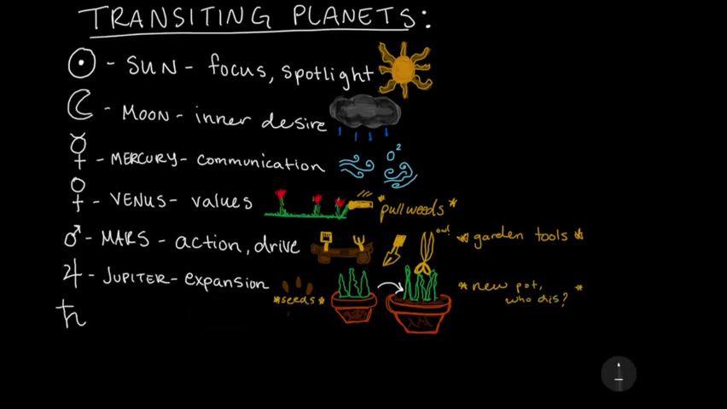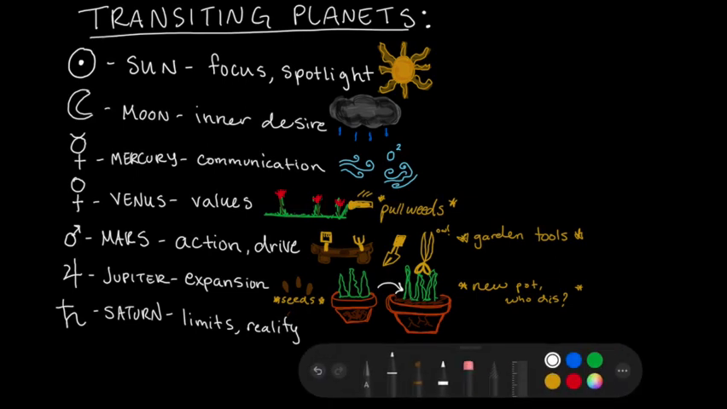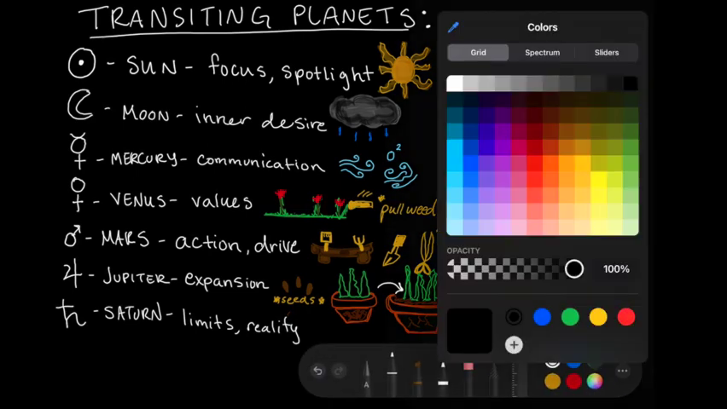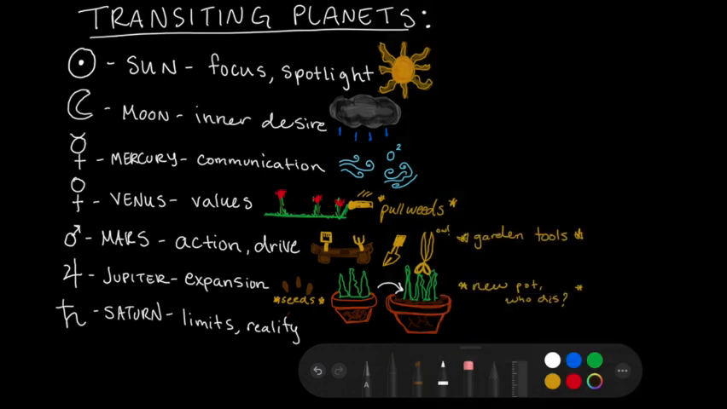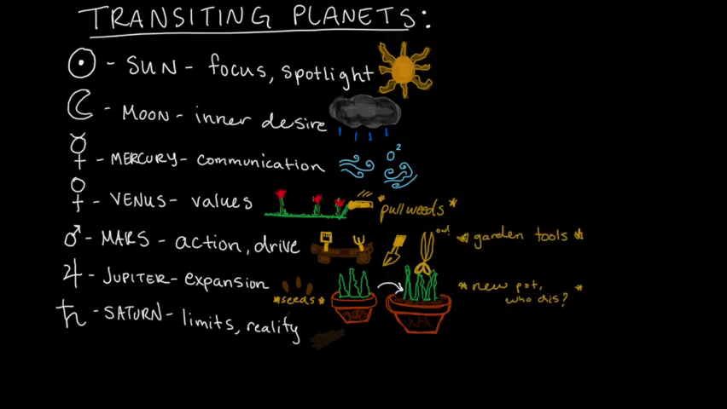Next we have Saturn, which, like Mars, is a malefic, meaning it brings obstacles, sometimes beneficial, sometimes not. Saturn's topics are limits and reality, so it really forces us to face the music. And as far as plant analogies go, I think soil is a really good representation, because a plant can only grow and expand as well as its soil.